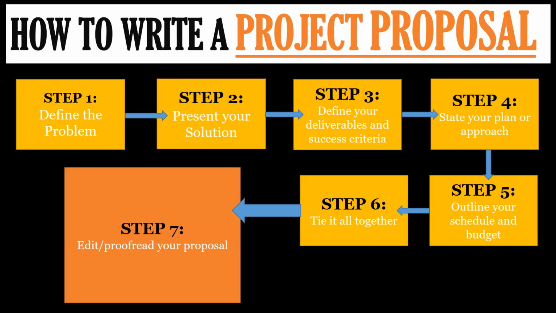Okay, so step five, outline your schedule and your budget. So provide as much detail as possible. Break your budget down into categories such as supplies, tools, salary, etc. So include all overhead and indirect costs. A detailed financial breakdown will signal to stakeholders that you've done your research and don't intend, okay, to waste your money.